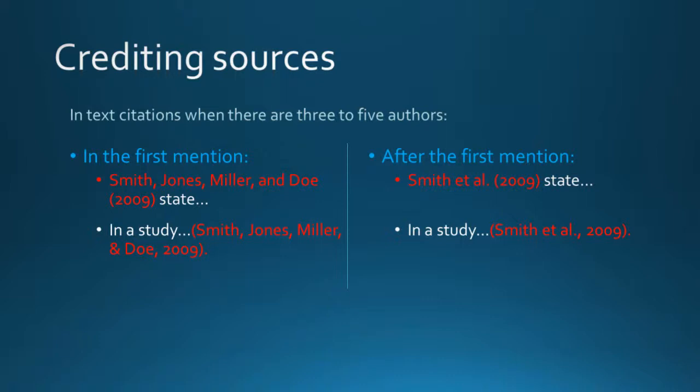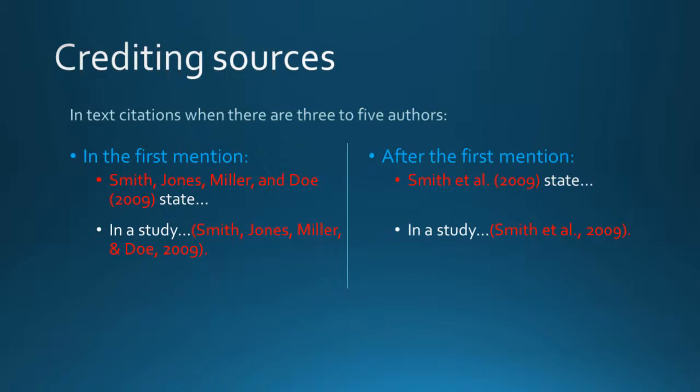If the authors' names are not included in the statement, then all the authors' last names and the year of publication are needed in parentheses at the end of the sentence. Use an ampersand between the last and second to last authors' names in the parentheses. Again, remember that the parenthetical in-text citation should come before the period ending the sentence.